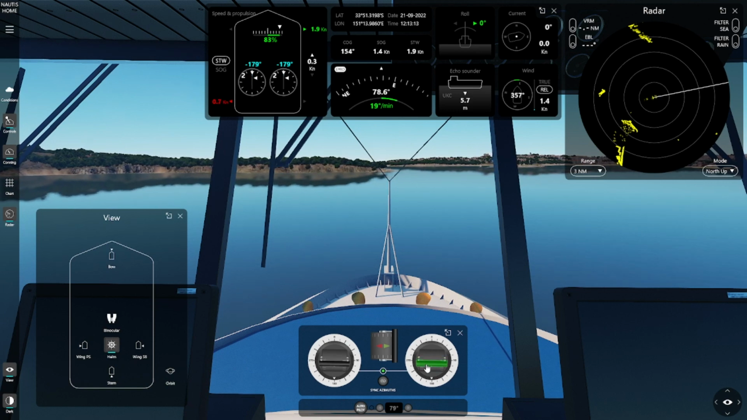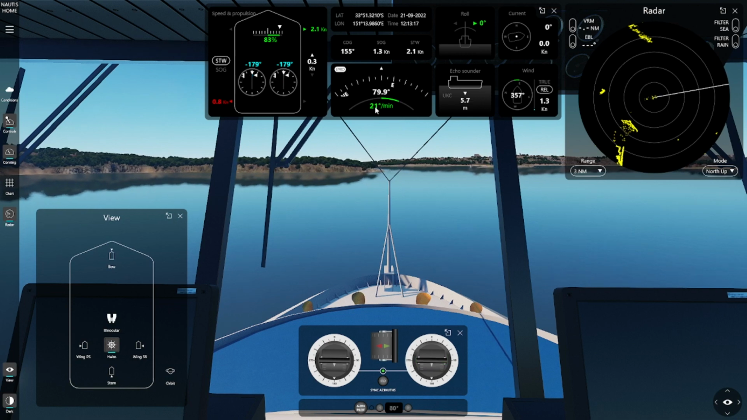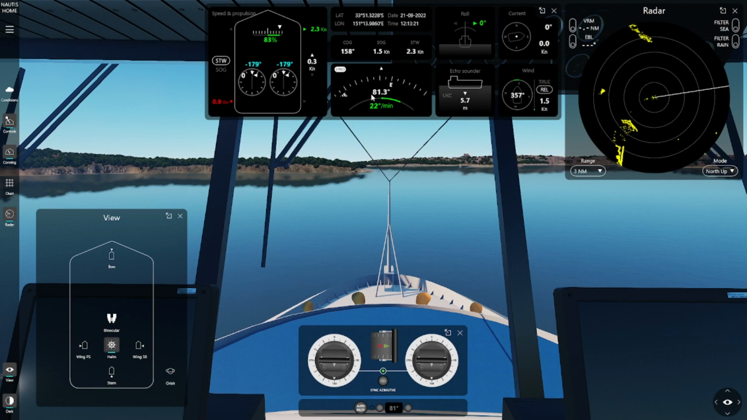I'll stop both engines there. You can see how quickly the ship is starting to move now, as compared to when we were moving ahead.